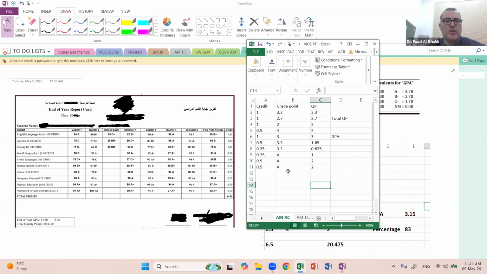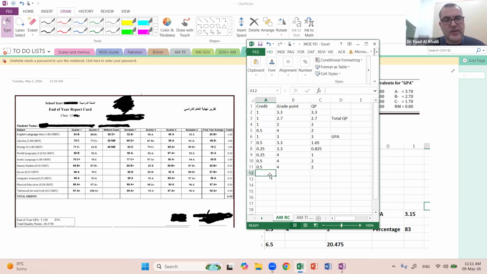That's it. So for every subject, we have a credit, we have a grade point, and we have the quality point. Quality point is very important to calculate the GPA.